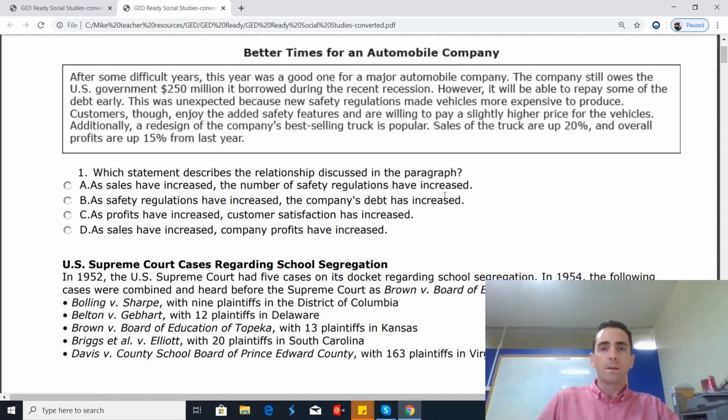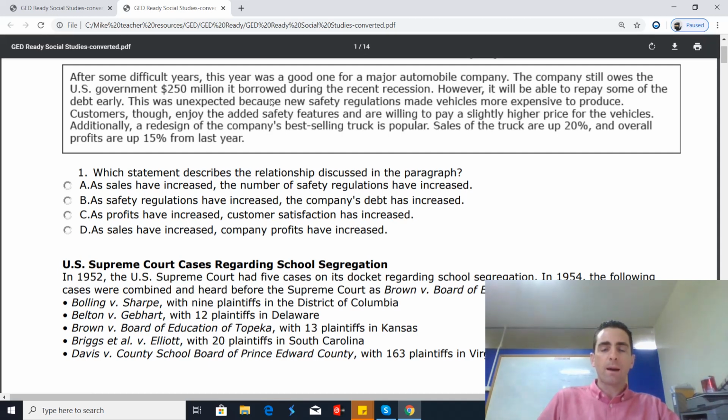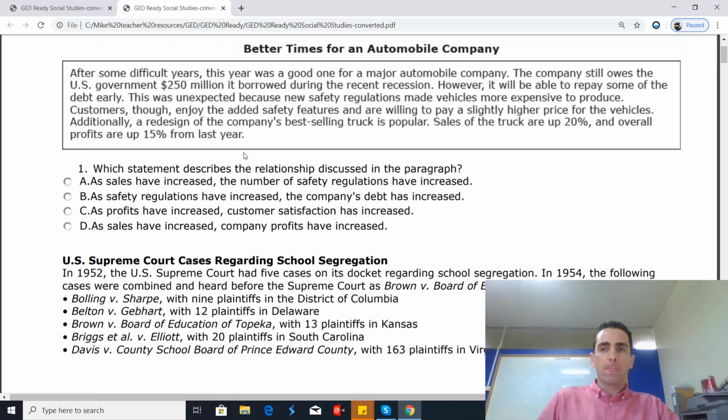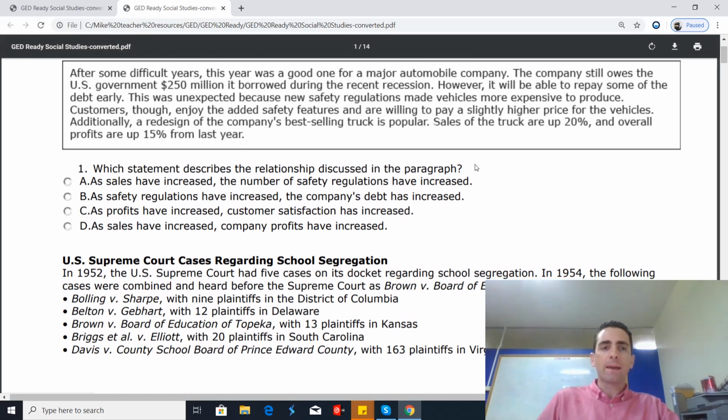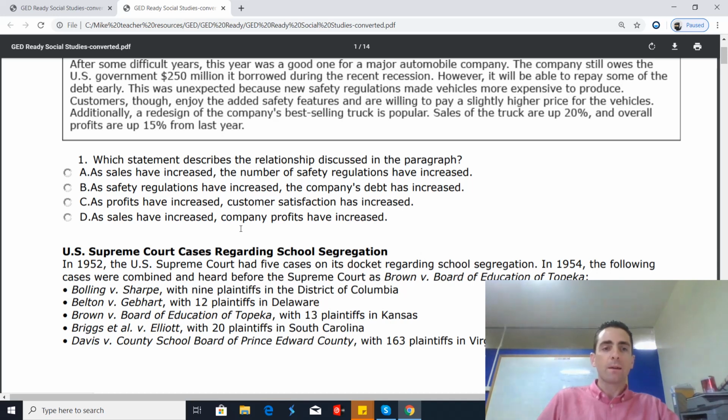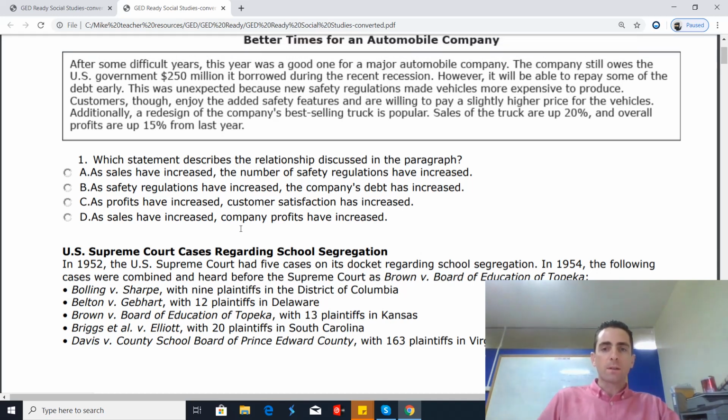Well, it's not that, because it tells us here that the safety regulations came after the money was borrowed from the government. And they've started repaying that money as well. So it's not A. As safety regulations have increased, the company's debt has increased. Well, their debt hasn't increased because they're actually paying it back regardless of those safety regulations. As profits have increased, so customer satisfaction has increased. Well, it doesn't talk about customer satisfaction in the paragraph, so it must be D.